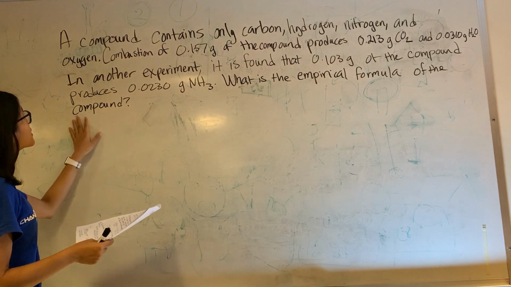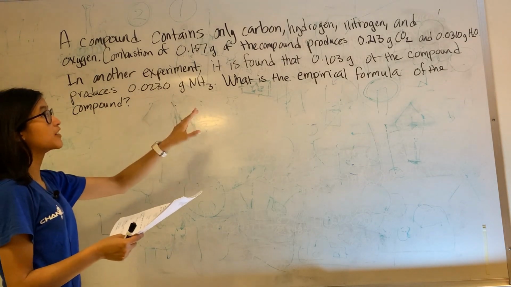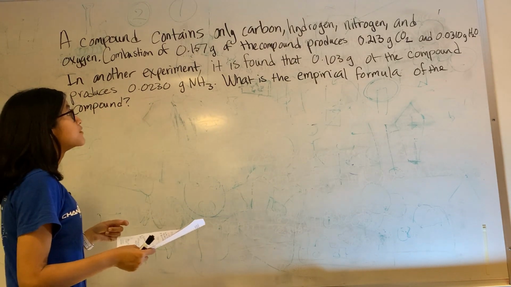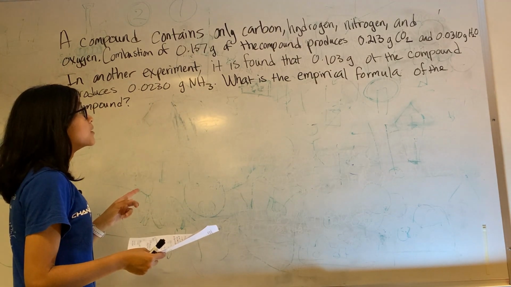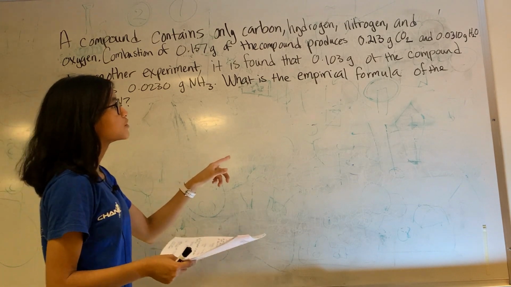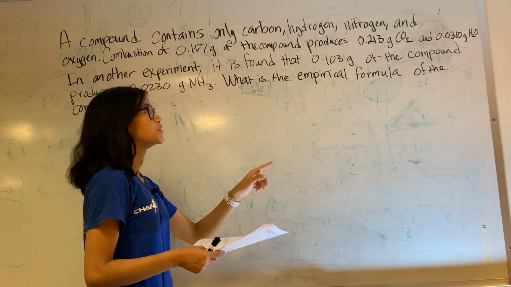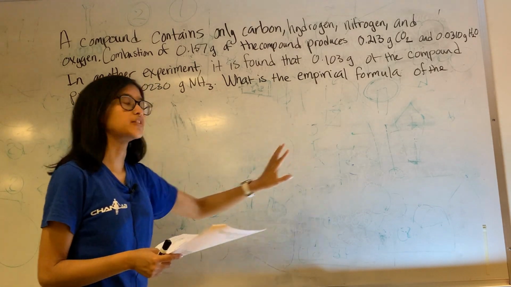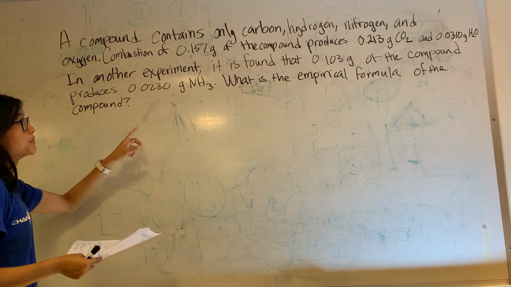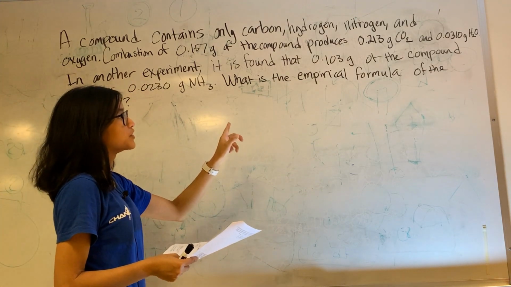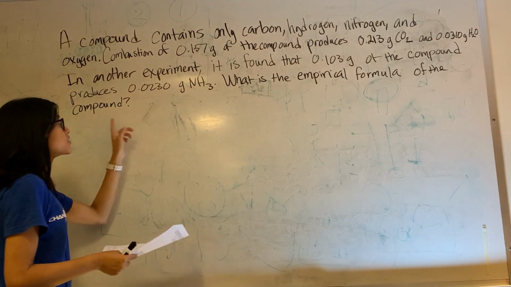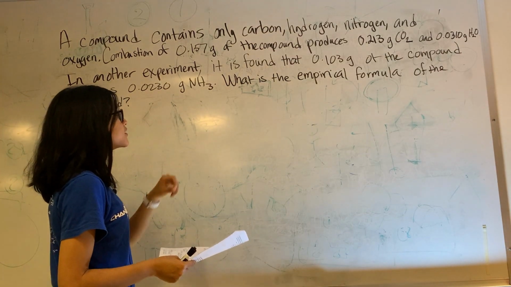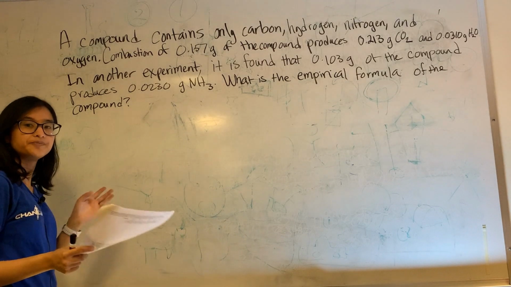So this one says a compound contains carbon, hydrogen, nitrogen, and oxygen. Combustion of 0.157 grams of the compound produces 0.213 grams of CO2 and 0.0310 grams of H2O. So that's one reaction. In another experiment, it is found that 0.103 grams of the compound produces 0.0230 grams of ammonia. What is the empirical formula of the compound?